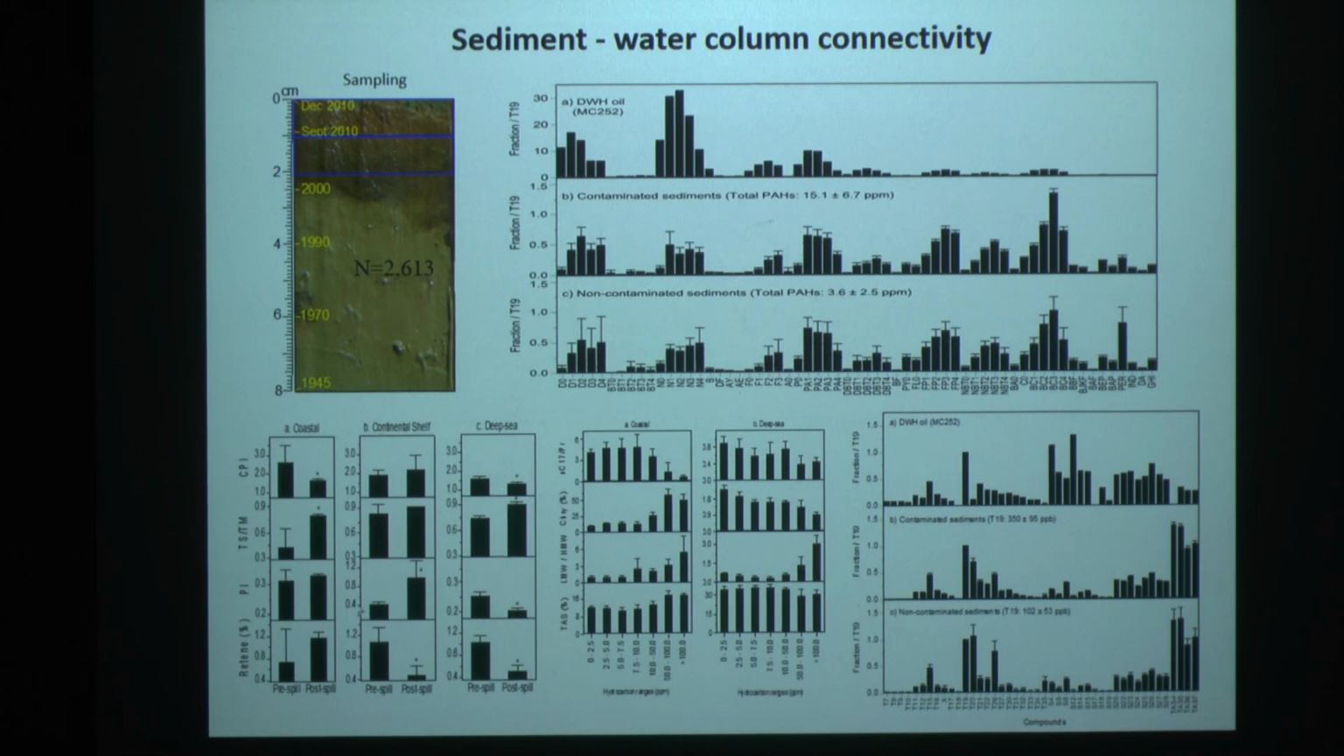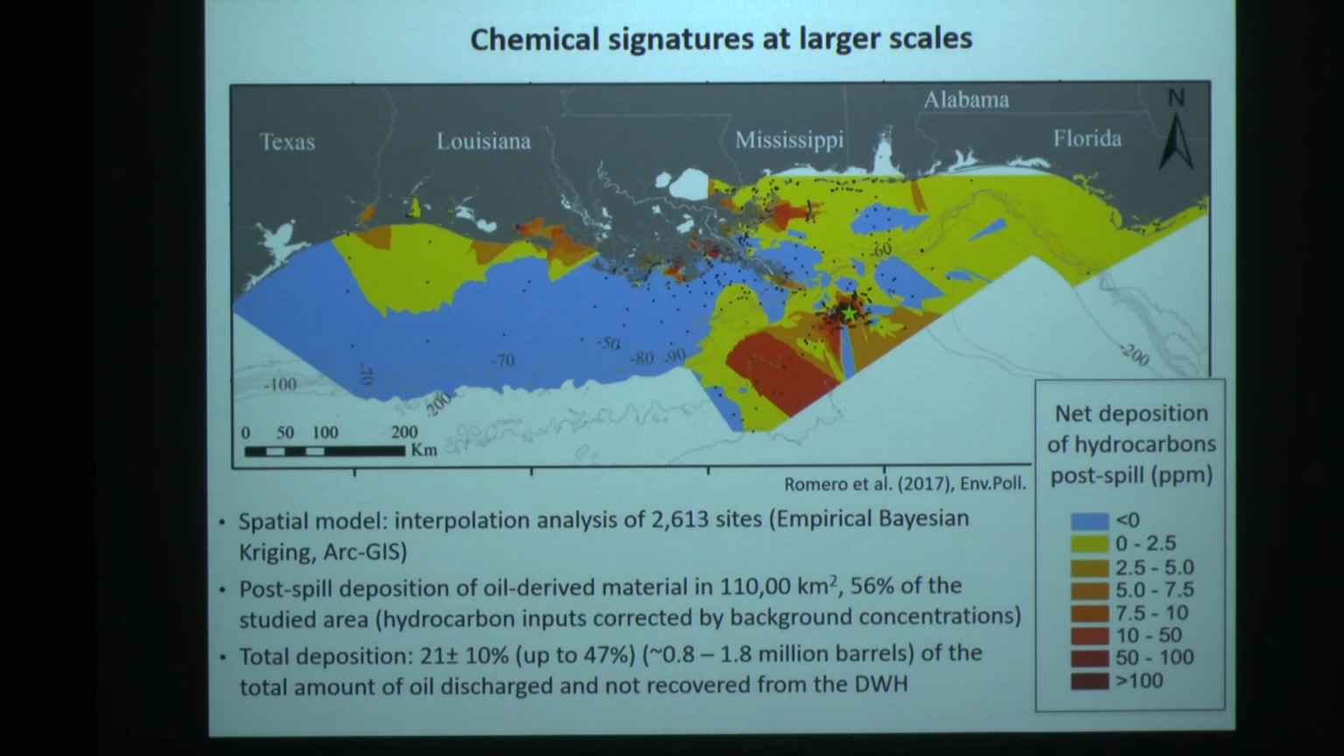And don't worry, I'm not going to explain each of these graphs. This is too much. But in general, we did this exercise for each of these cores, and we generated a spatial model, which is easier to understand and easier to compare with other data sets. Basically, what I'm showing here is that blue shows the areas where we didn't see a significant amount of deposition of oil residues coming from the Deepwater Horizon spill. The colors from yellow to red show the increase in the amounts that were deposited. And what we found is that 50% of the area, or 110,000 square kilometers, was affected by residues coming from the Deepwater Horizon spill.